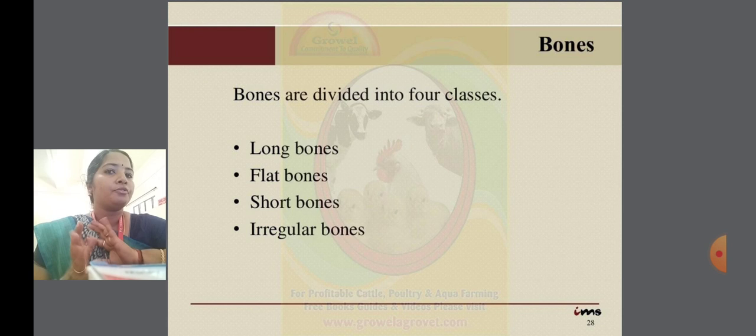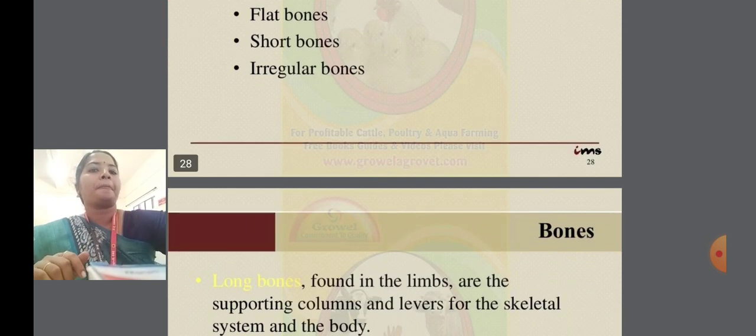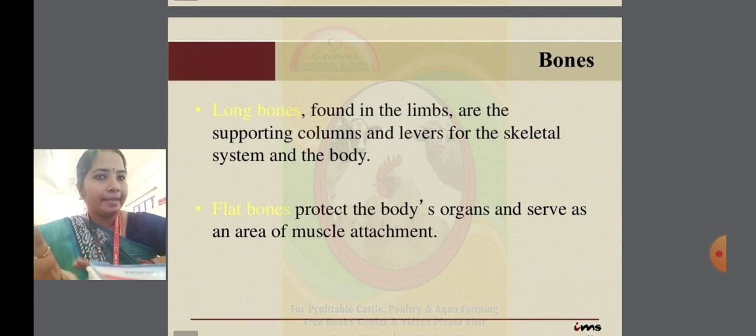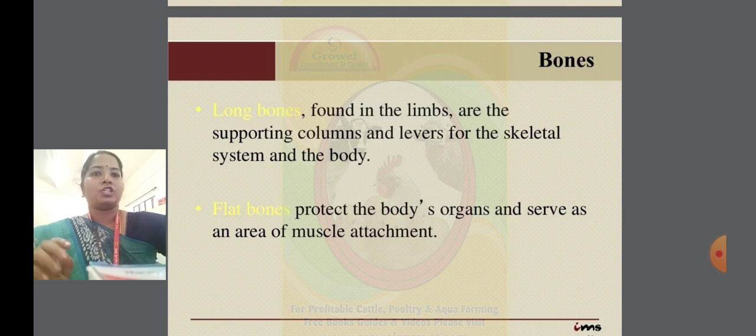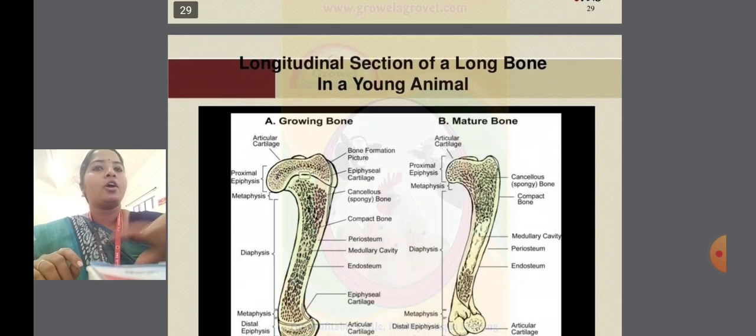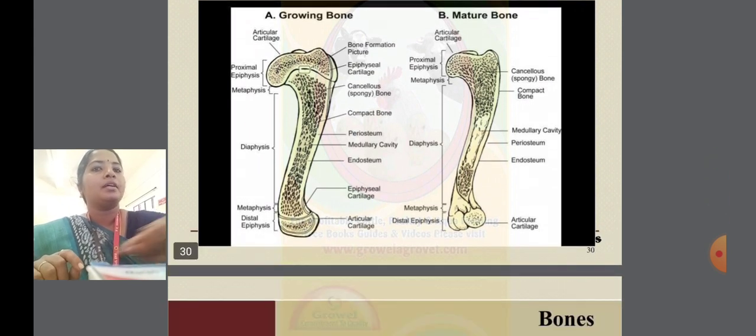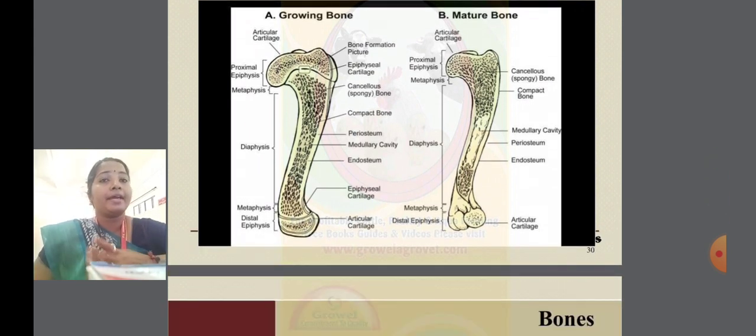Bones are divided into 4 classes: long bones, flat bones, short bones, and irregular bones. Long bones are found in the limbs, which are the supporting columns and levers for the skeletal system and the body. Flat bones protect the body's organs and serve as an area of muscle attachment. We can see a longitudinal section of a long bone in a young animal. So, those who have already eaten beef, the leg bone will be seen like this.